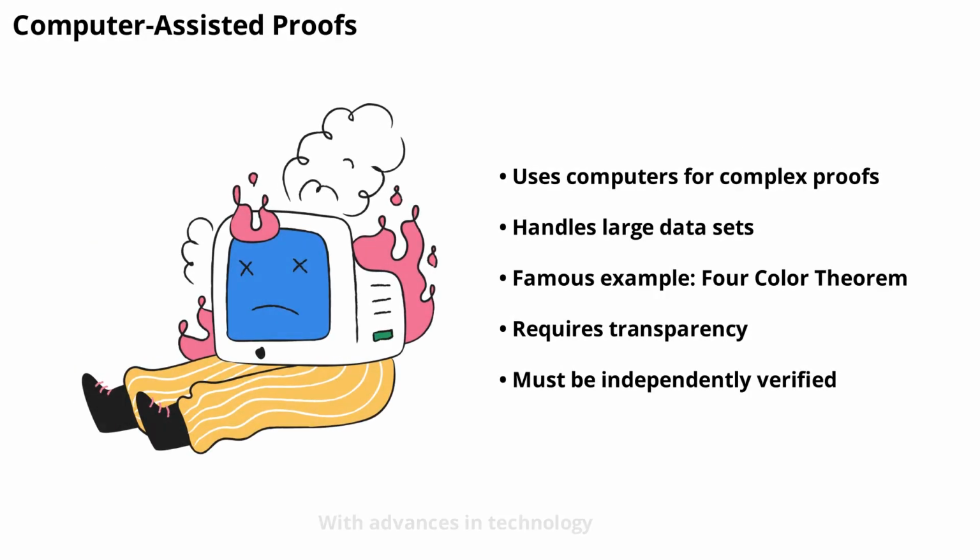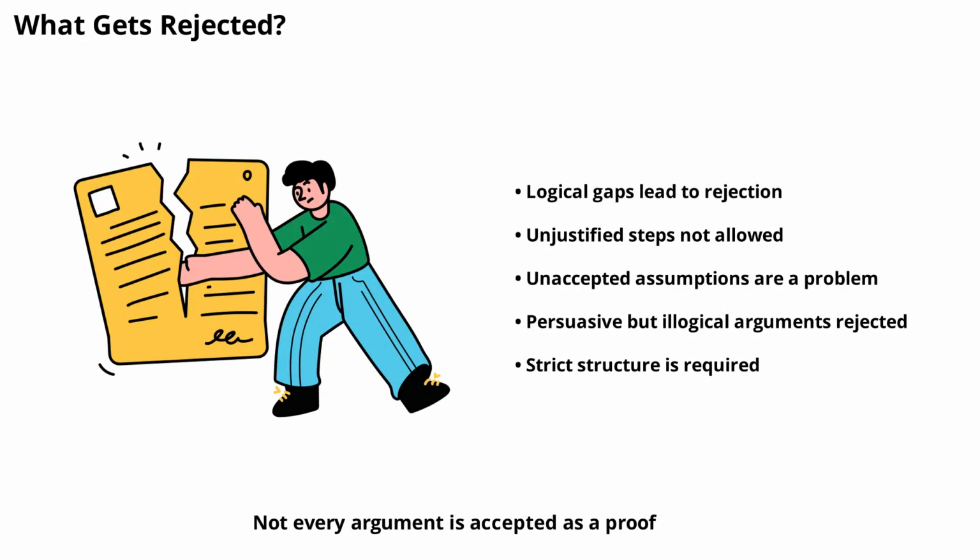With advances in technology, some proofs are now assisted or even completed by computers. These proofs can handle vast amounts of data or check many cases quickly. A famous example is the proof of the four-color theorem, which relied on computer checking. While some mathematicians were initially skeptical, computer-assisted proofs are now generally accepted, provided the code and logic are transparent and can be independently verified.